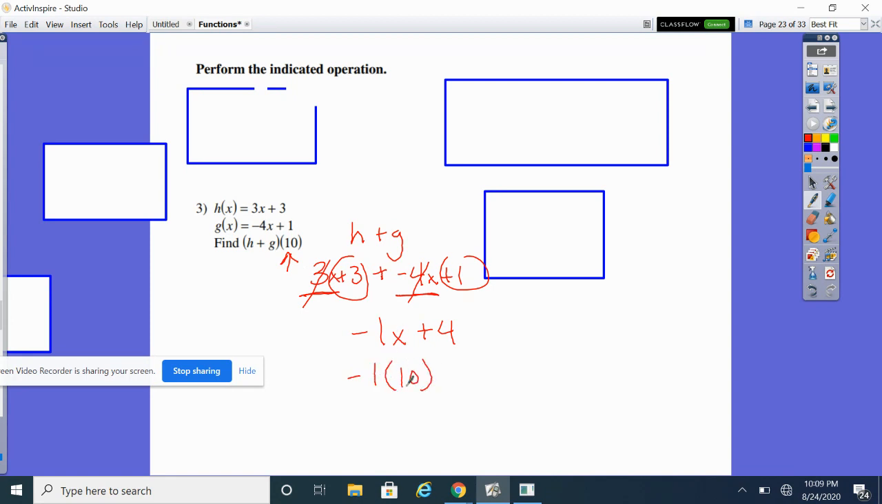There's my parentheses for the 10. Negative 1 times 10 is negative 10 plus 4 gives me a total of negative 6.